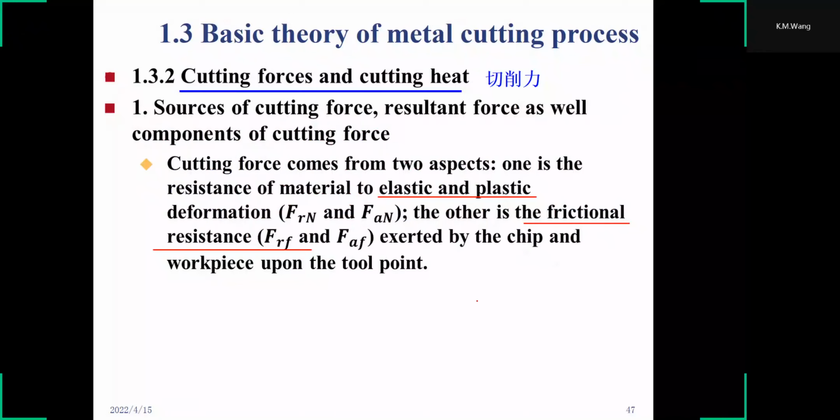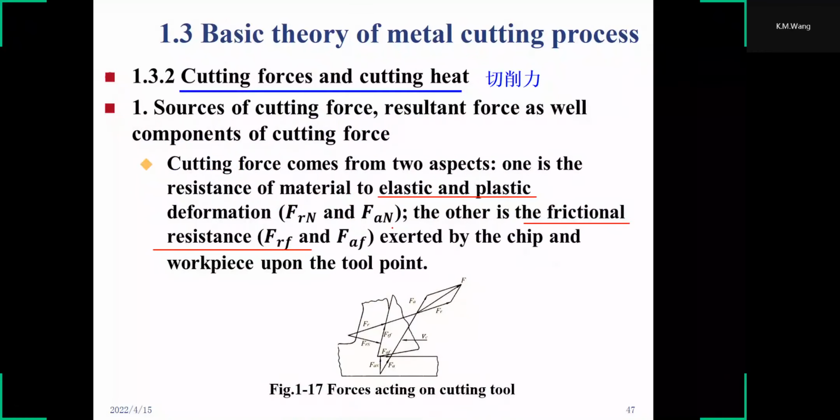At the first, we will study the source of the cutting force, and the resultant force as well as the components of the cutting force. The cutting force comes from two aspects. One is the resistance of materials to elastic and plastic deformation. And the other is the frictional resistance exerted by the chip and the workpiece upon the tool point.